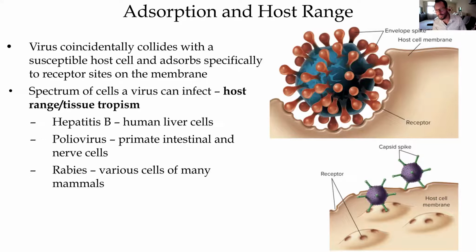Rabies is one of those that has a broader host range. It can infect many different mammals, and it can infect various different cells. Okay. But for the most part, generally speaking, it's a narrow range at which a virus can set up and infect. Right?